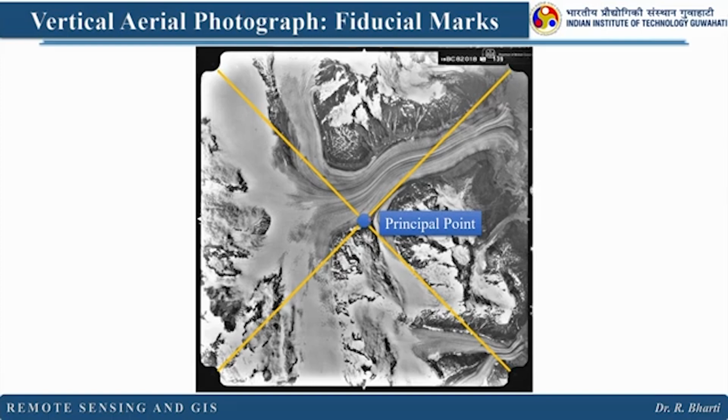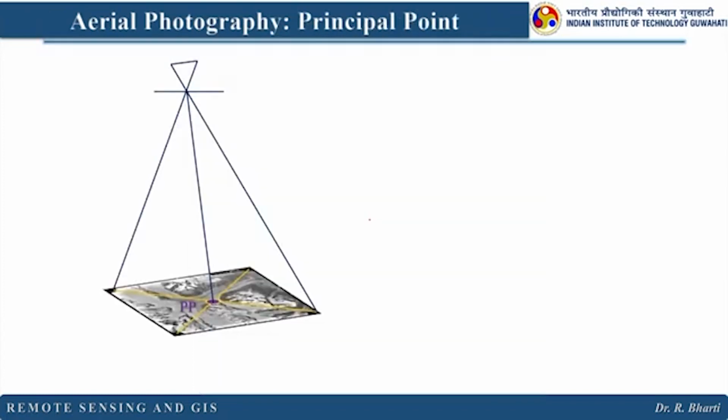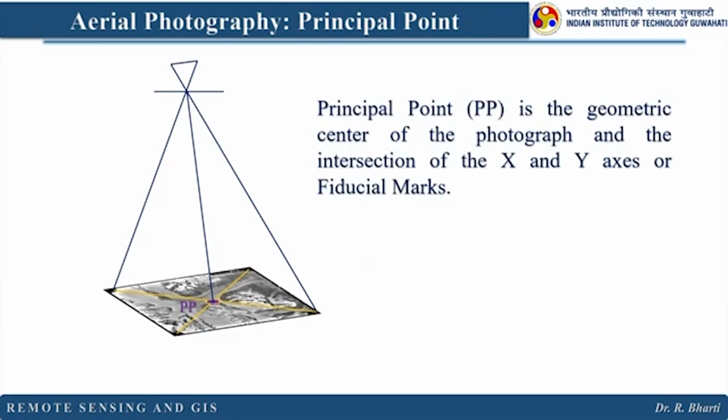It is very important to note that when you join the opposite corner fiducial marks, the point where they cross each other is known as the principal point. In the image, it will look like this. So the principal point is the geometric center of the photograph and the intersection of the x, y axes or fiducial marks. It is very important that you are able to identify the principal point, PP, in your photograph.